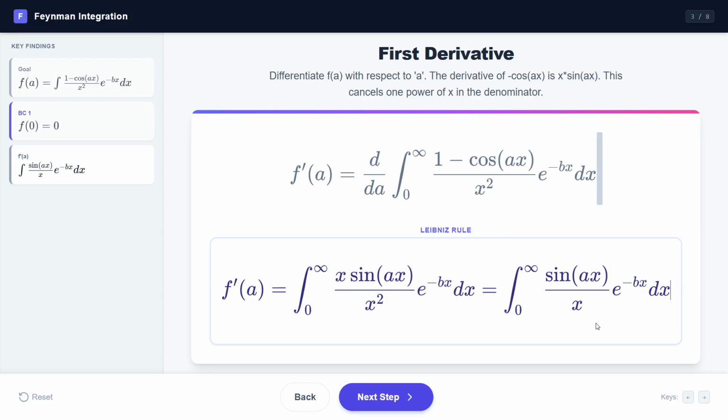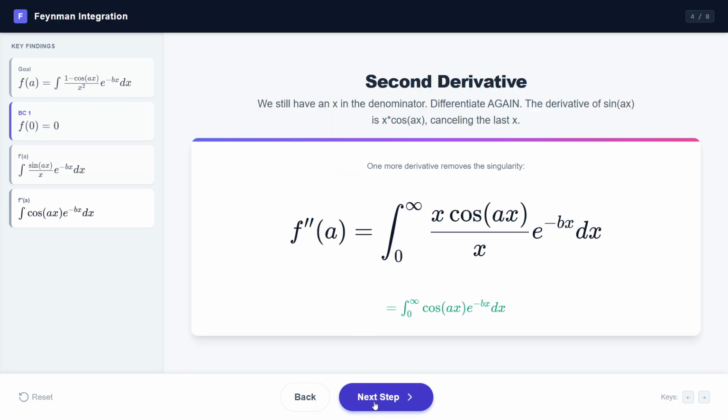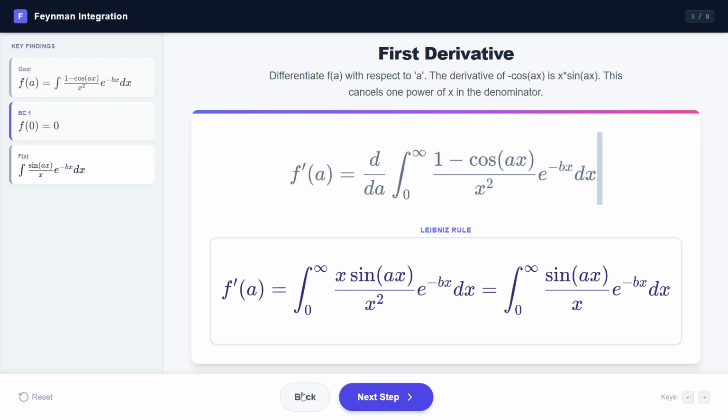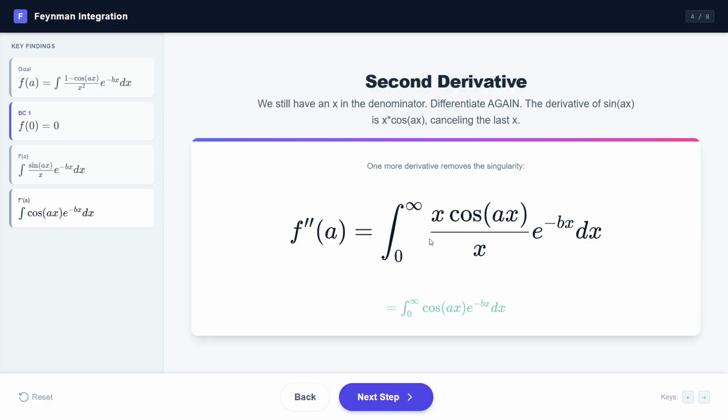So now this is an integral that we already know the formula for, but we're going to derive it again. We derived the formula for this one in the last video, but we're going to do it again. All right. So now we still have an x in the denominator, so we need to get rid of that x.